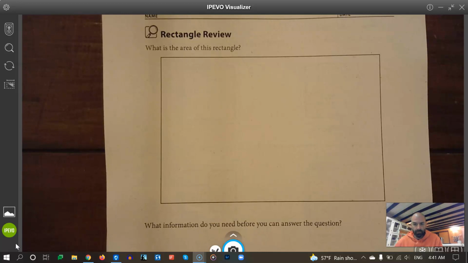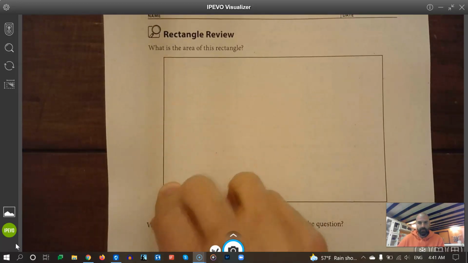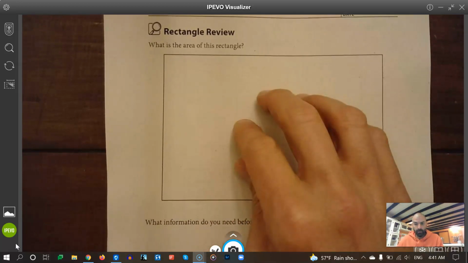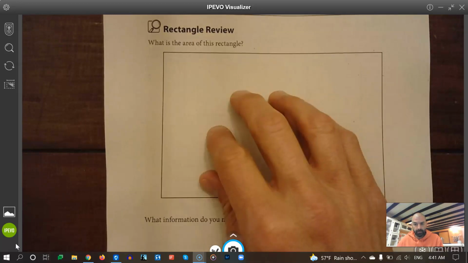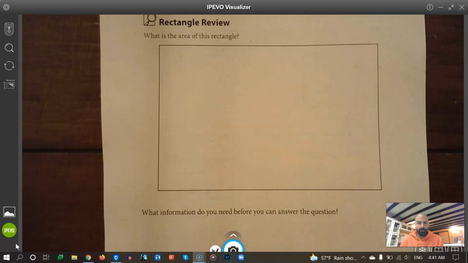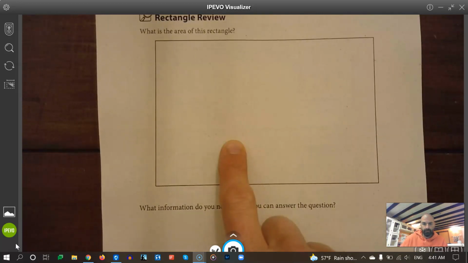All right. Hopefully you understood that to get the area of this rectangle, we need to know what this side length is and what this side length is. And right now we don't. We don't know what the measurements are, so we can't actually do the calculations. We can't figure this out. So let's skip down to this. What information do we need to answer this?